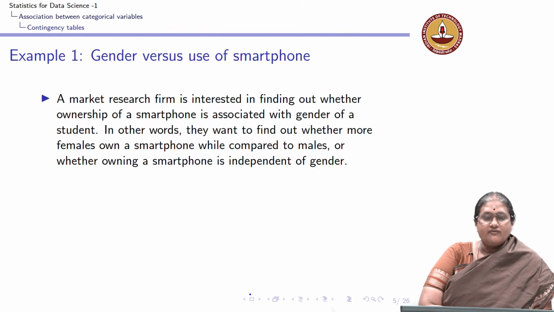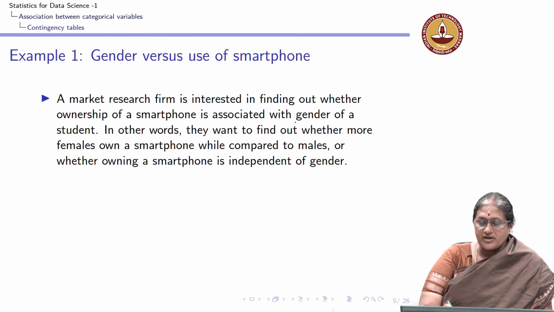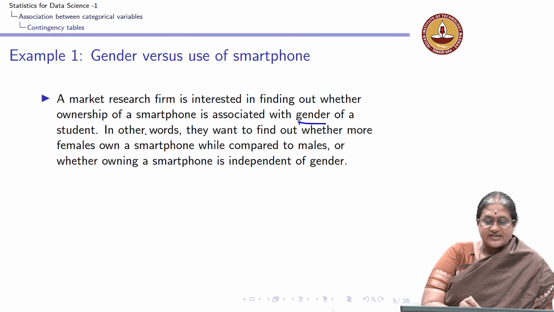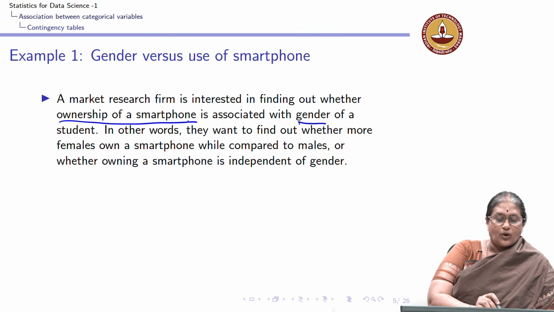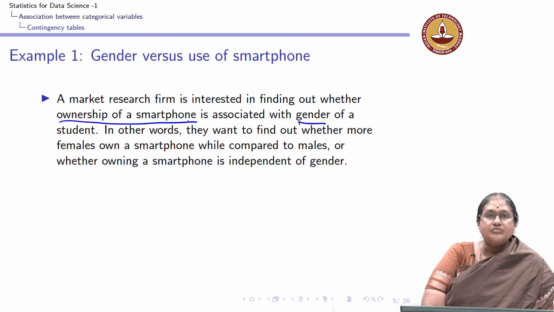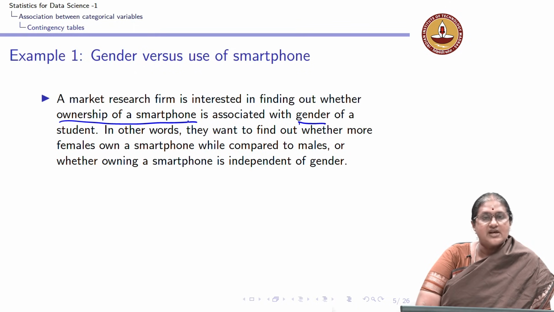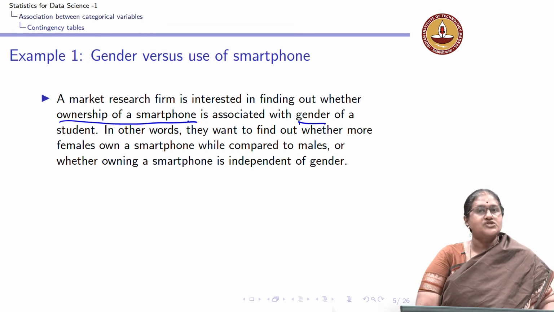Immediately you see that when I talk about this, I have actually discussed two variables. The first variable is gender and the second variable is ownership of a smartphone. So, how have we captured this? Gender is a categorical variable. It has two categories, I am assuming male and female. The ownership of a smartphone is again captured through a categorical variable. Here it is binary. If you own a phone, you say yes. If you do not own a phone, you say no.